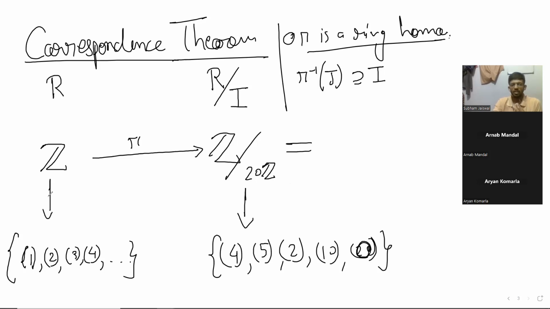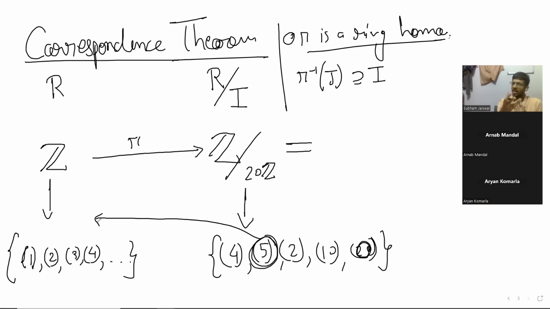In this case, you see that 20 goes to 0, right? So if I take an ideal here, a J, and pull it back, what are the things that map to this ideal? What are the things that map to 5? To 10? To 15? What are the things that map to 20, meaning 0? 20, 40, all of them. That's the inverse image, a subset of Z.